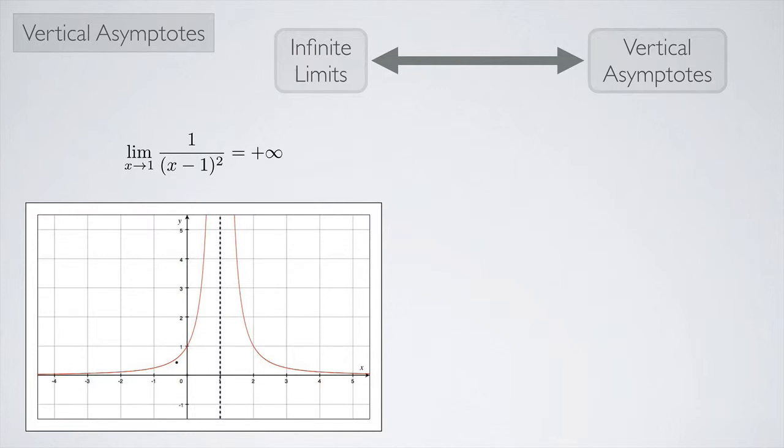And we see as we approach 1 from the left, it seems as if we're increasing without bound. As we approach 1 from the right, we're increasing without bound, and we have a vertical asymptote at 1.